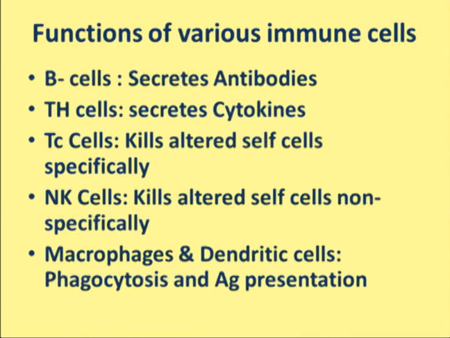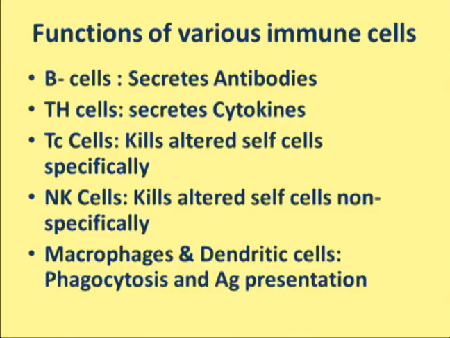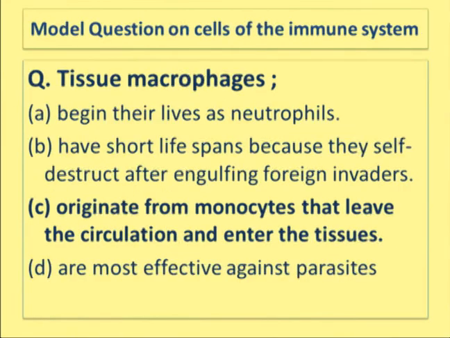Macrophages and dendritic cells, along with B cells and neutrophils, are all phagocytic in nature. They will phagocytose the antigen, and a specific signature sequence of that antigen, known as the epitope, would be presented to T helper cells. These cells would be categorically called antigen presenting cells. Now there is a model question on this particular thing.